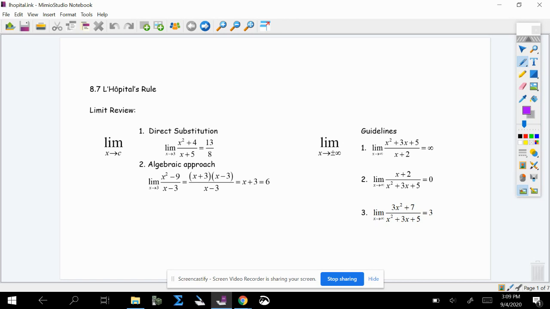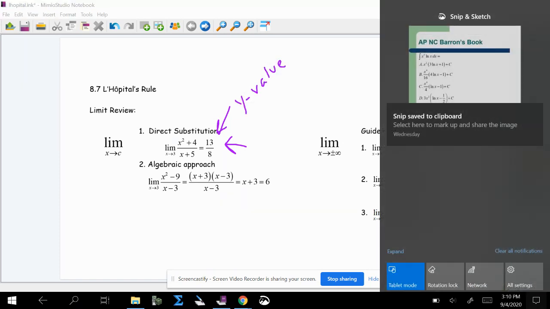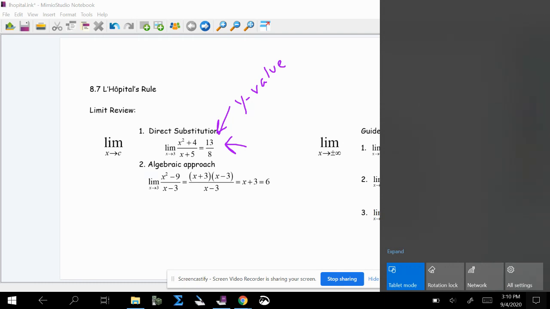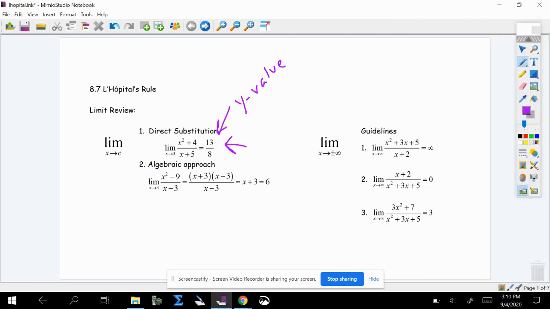You should know when you're looking at a limit that has x approaching any constant, so that's why I'm saying x approaches c, a couple things that we can do with that. We can directly plug that number in. So if you look at this first example, and I'm plugging 3 into the top, I'm plugging 3 into the bottom, I get 13/8. Keep in mind, this represents a y value. So your answer to a limit equation is asking for what y value or what height does it approach.